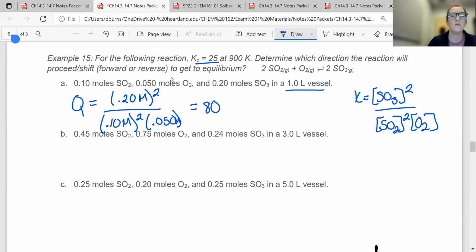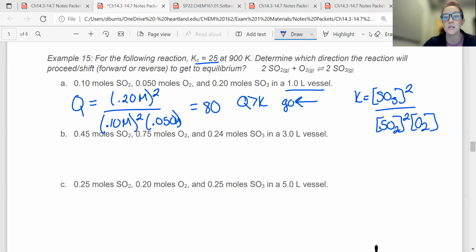Now, if K is 25, that means that Q is greater than K. So I got too many products. So that means that it's going to go in the reverse direction, or it's going to go left. It's got too much SO3. It's going to shift so that I can make some more SO2 and O2 to balance out to that K value. Okay, so it's going to go in the reverse. All right, you try B and C.